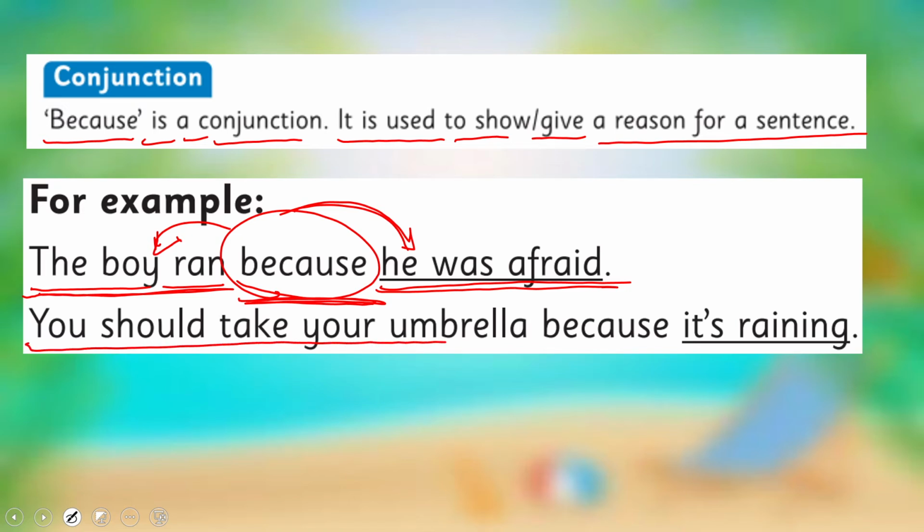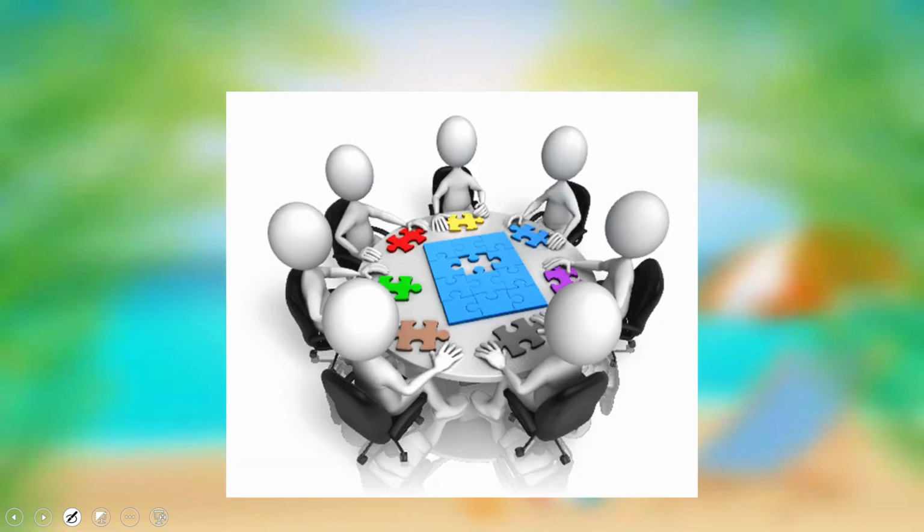You should take your umbrella because it's raining. Right? You see, after because we tell the reason. After because we write the reason. Why am I saying you should take an umbrella with you? Why? Because it's raining. You understand, this is how we use these conjunctions.